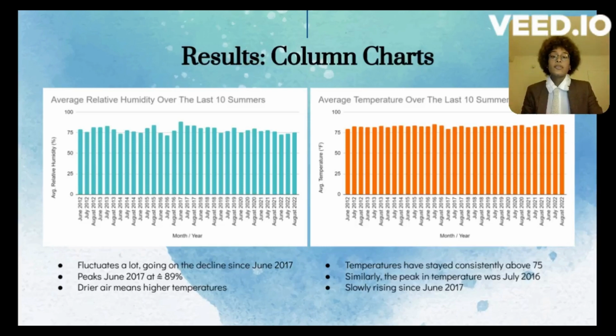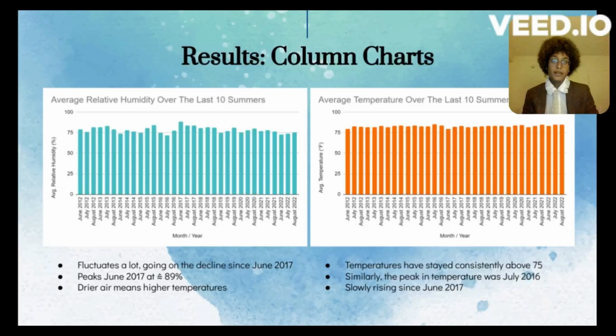However, it is important to note that drier air usually means higher temperatures, as we've established. So the expectation is for there to be higher temperatures around this time as well, and that is somewhat what we see. Overall, temperature seems to stay pretty consistent. It stays above 75 degrees Fahrenheit and actually peaked in July 2016, around the same time that relative humidity peaked, which is certainly a good sign. And it has been slowly increasing, very slowly, since June of 2017, which does support the relationship we established earlier.